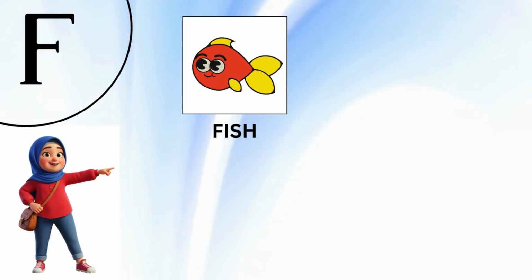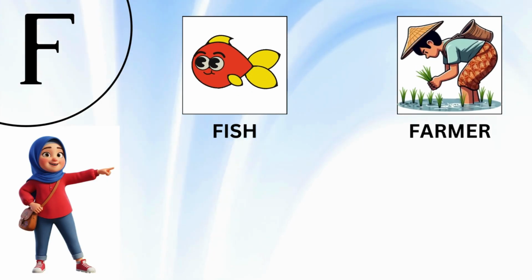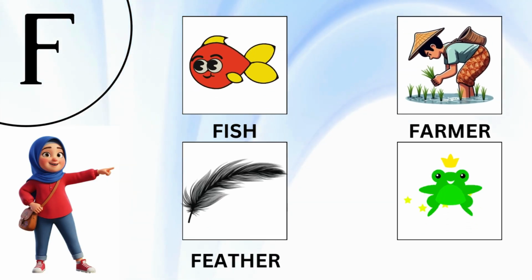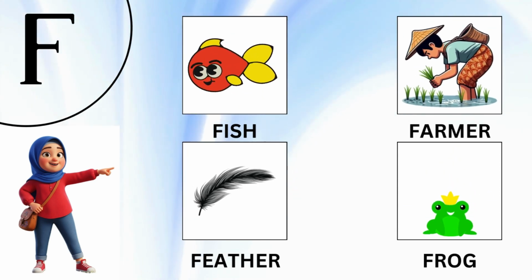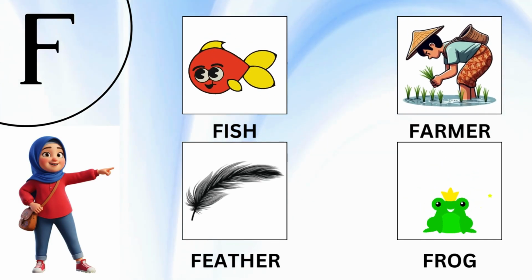This is letter F. F is for fish. F is for farmer. F is for feather. F is for frog. Fish, farmer, feather and frog.